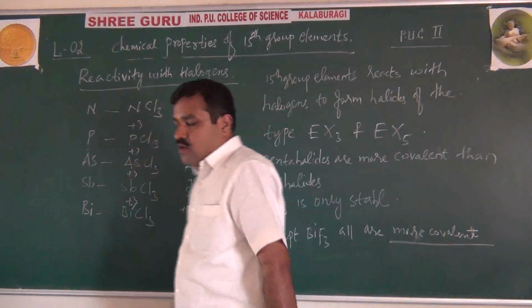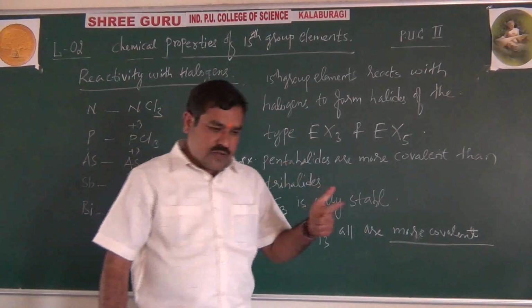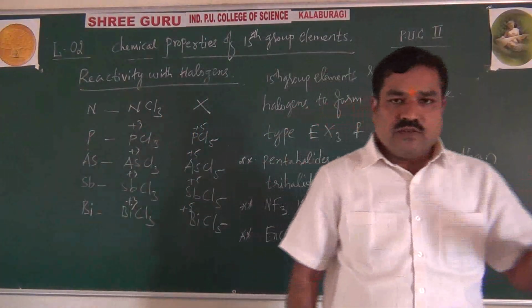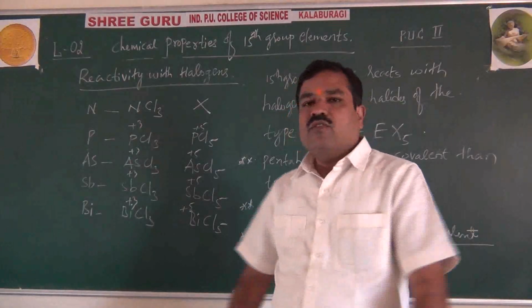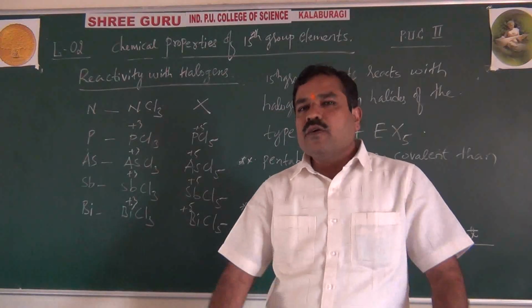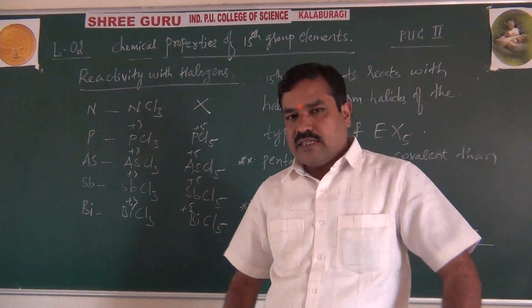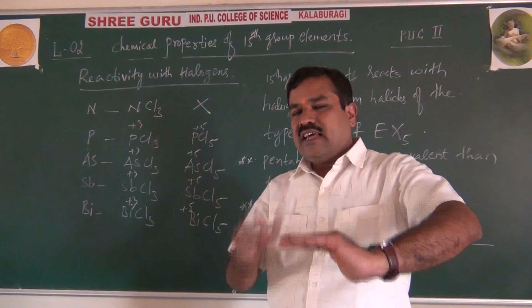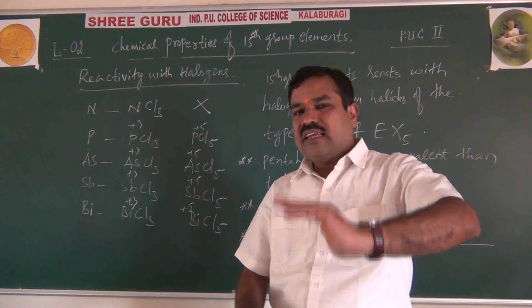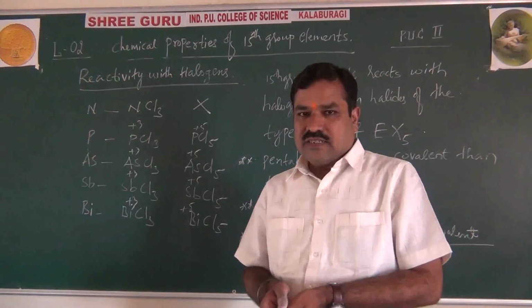So that's about reactivity with hydrogen, reactivity with oxygen, and reactivity with the halogens. Group 15 elements react with hydrogen and form the respective hydrides. Stability of hydrides decreases down the group due to decreasing bond dissociation energy. Acidic character increases, basic character decreases, reducing power increases.